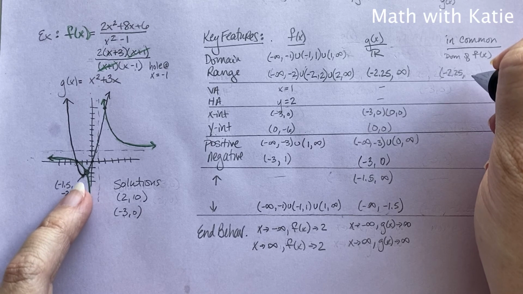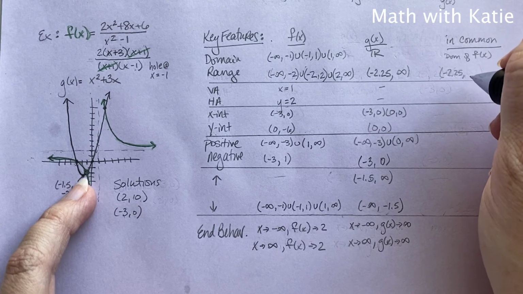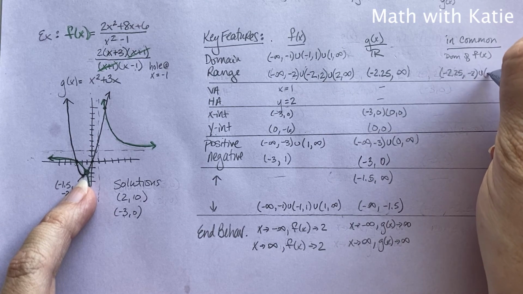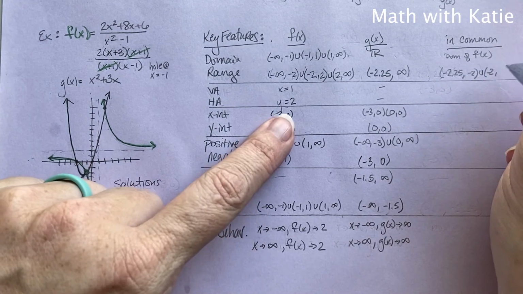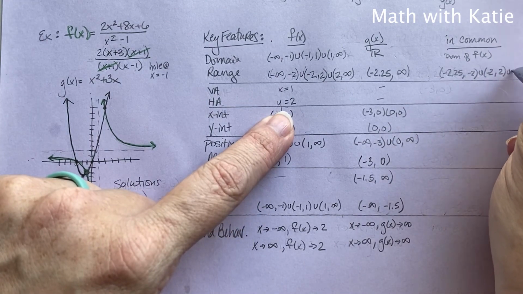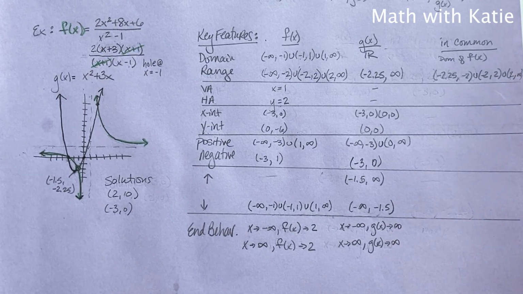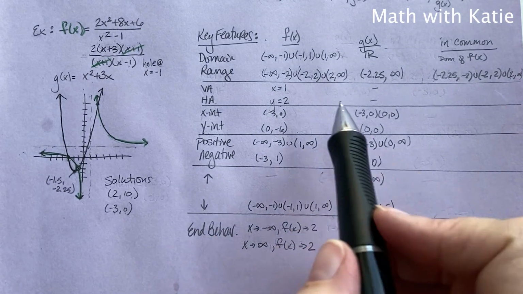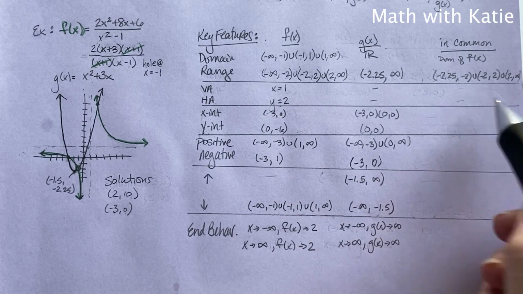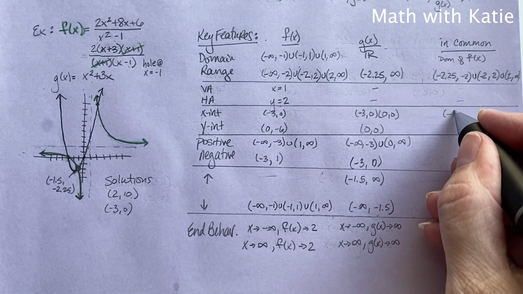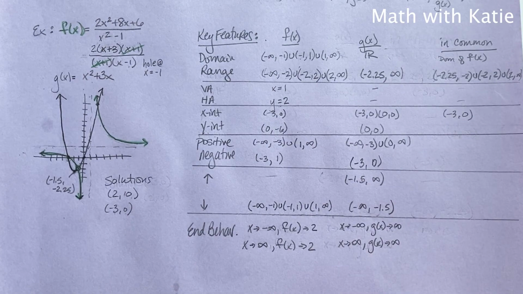No, y value, negative 2. Union, negative 2 to the horizontal asymptote of 2. Union, 2 to positive infinity. Right? Well, there's nothing in common here, nothing in common there. They do have the same x-intercept of (-3, 0).